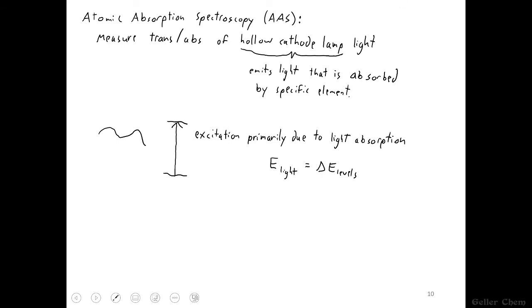Now, with all of that said and done, I'm going to erase all of this and then discuss the theory behind an emission-based experiment. And we would call this type of spectroscopy atomic emission spectroscopy, or AES. Now, we've talked about emission-based experiments before, right?